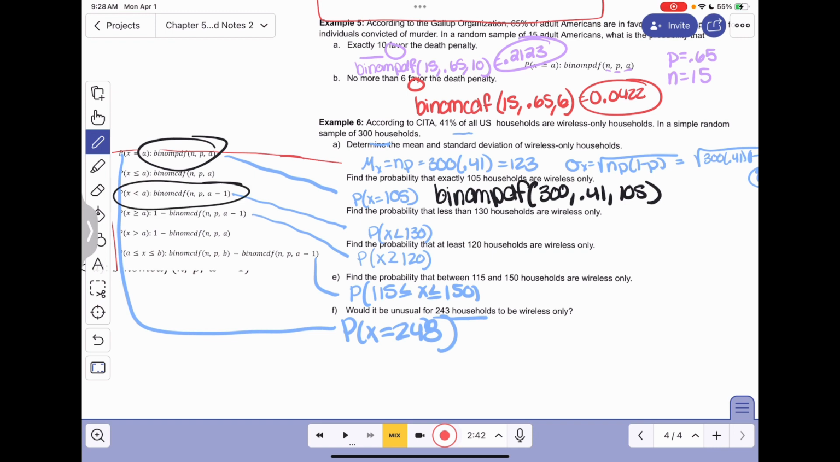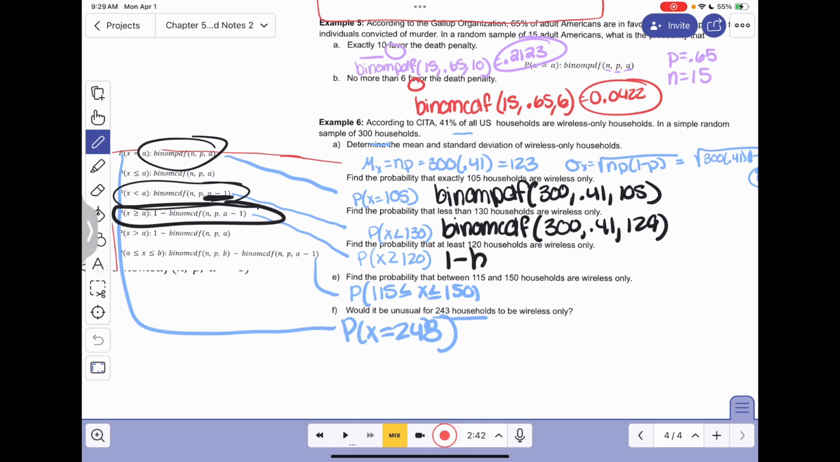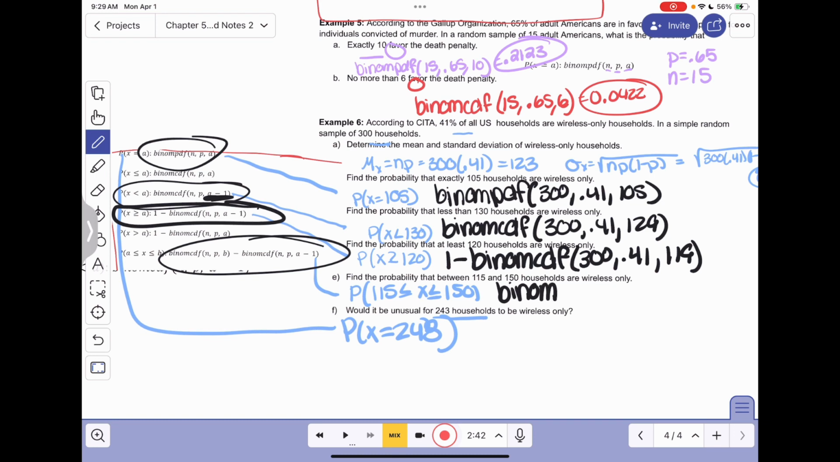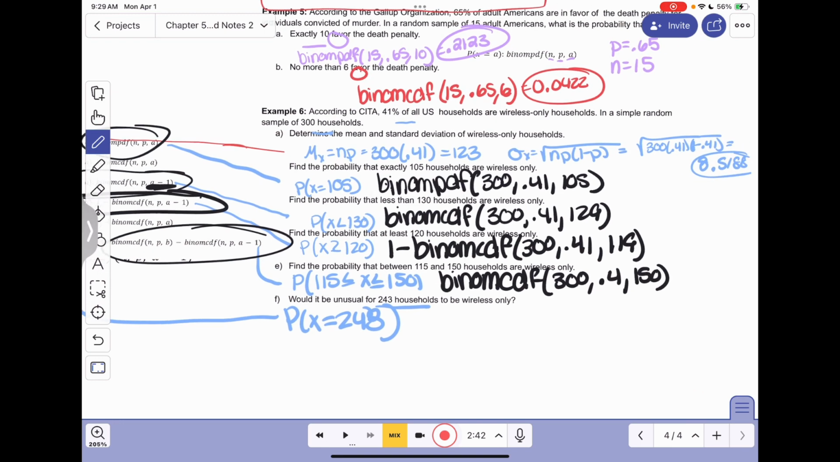Less than was this one, so CDF, N is 300, P is 0.41. Then it says A minus 1, so 130 minus 1 is 129. Now we're going to do greater than or equal to, so 1 minus binomial CDF, 300, 0.41, and then it says A minus 1, so 119. And then E is binomial CDF, N is 300, P is 0.41, B is 150, that's the bigger number.